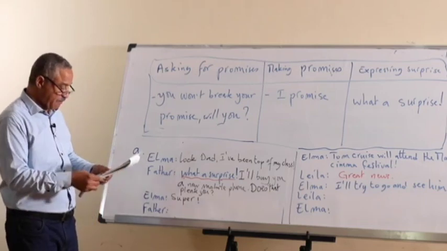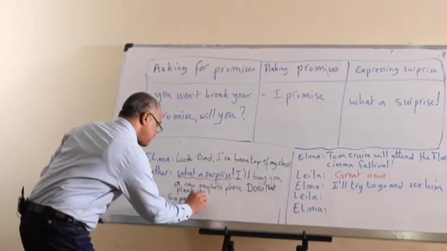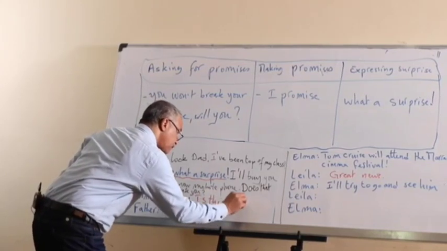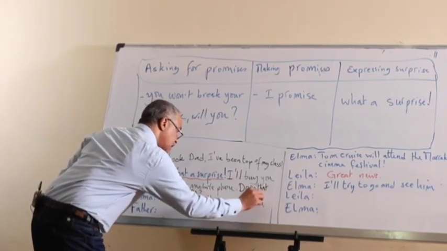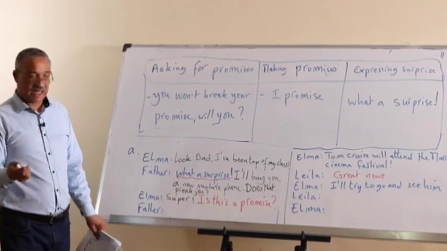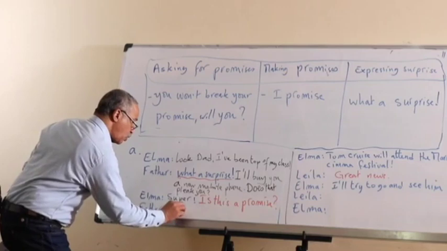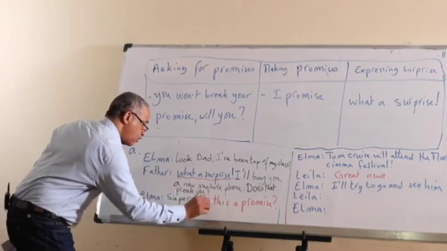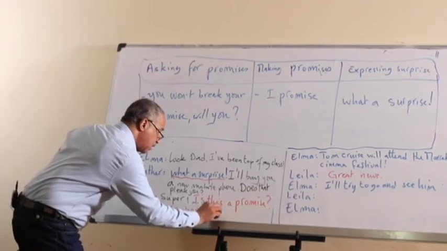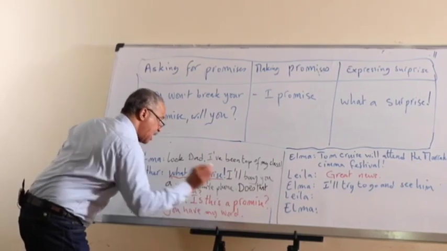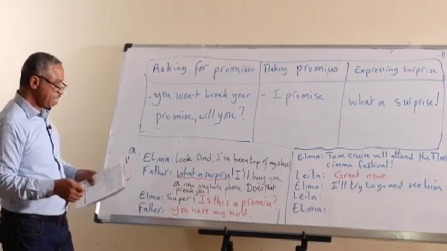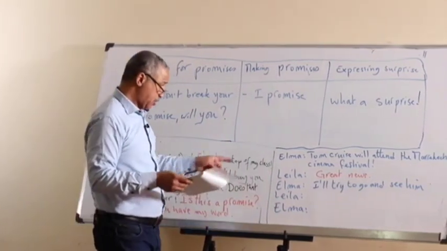She may say, for example, is this a promise? Okay. And the father will say, of course, to make a promise, he may say, and we use one of the expressions we have already used in the chart at the beginning of the lesson, you have my word, which means simply, I promise that I will buy you a mobile phone.